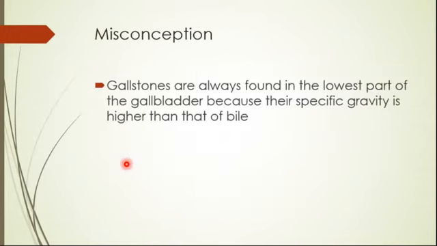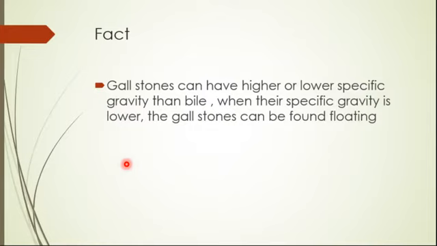Another misconception is that gallstones are always found in the lowest part of the gallbladder because their specific gravity is higher than that of bile. This is not correct. The correct thing is that gallstones can have higher or lower specific gravity. They can be floating or dependent, depending on their composition.